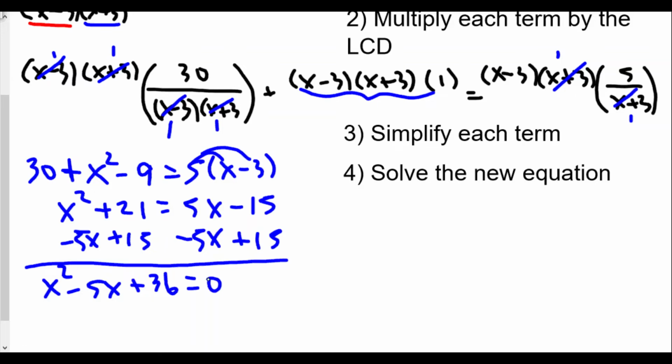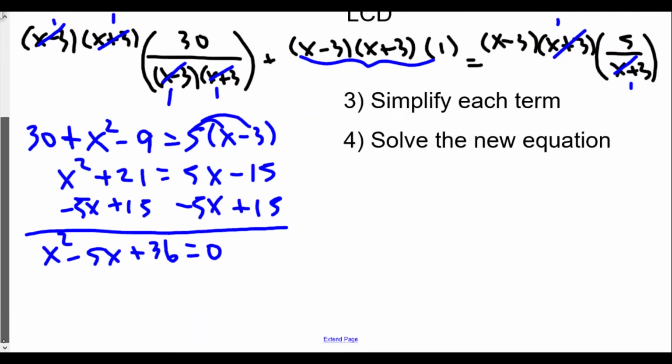And we're going to factor, right? We're going to find two numbers that multiply to 36 and add to -5.